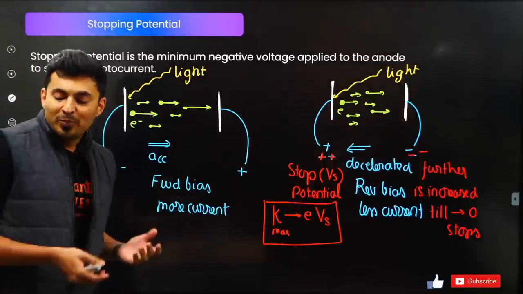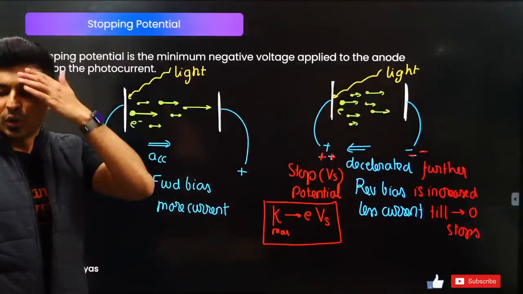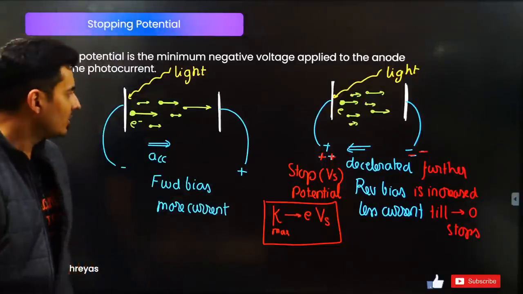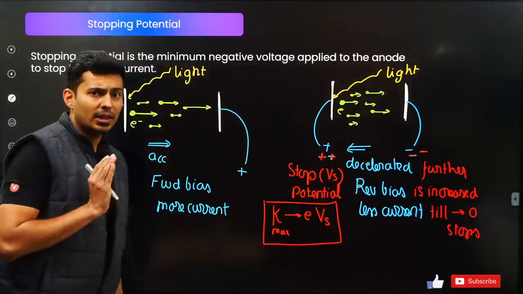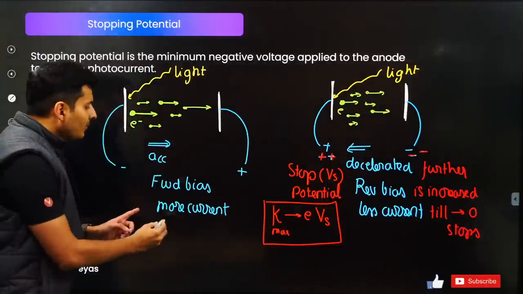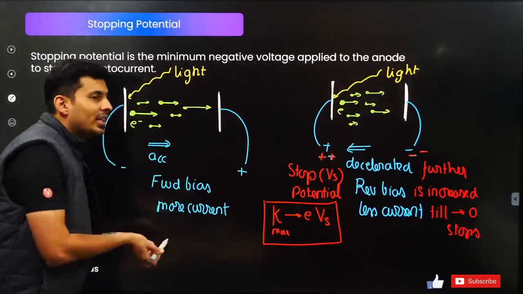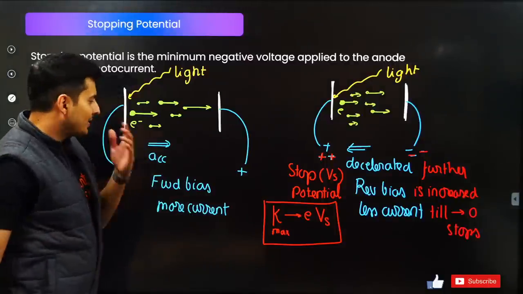Yes, the place which you illuminate is then called the cathode. Yes, Siva. Okay, now if you have understood it till here, tell me what will happen if you use forward bias and keep on increasing the forward voltage. Like, sir, that is good.